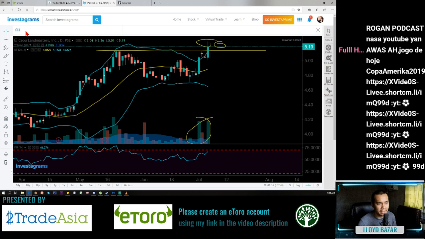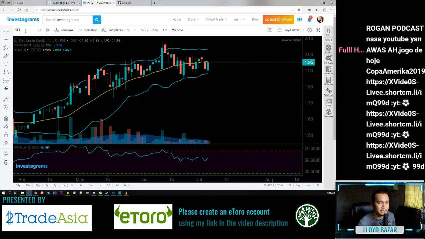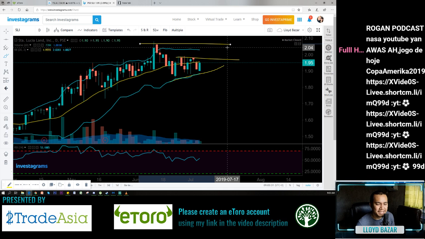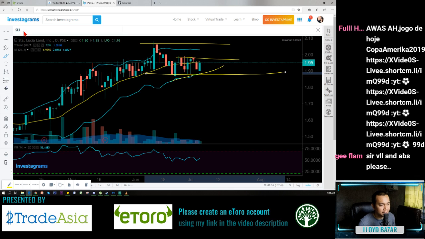SLI, sa Santa Lucia naman, gumagawa ng support, right? Good price action naman ginagawa ni Santa Lucia. We do have a strong resistance right here. We have another resistance right here. This is the challenging part of entering Santa Lucia. Best entry, support po for Santa Lucia should you really want to enter it.